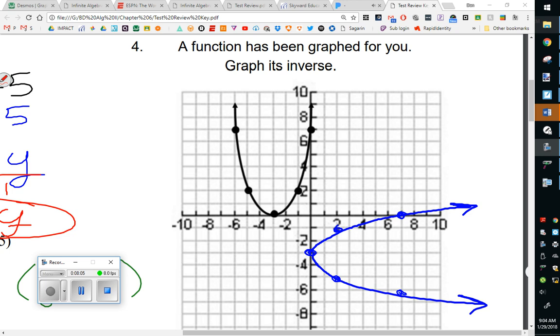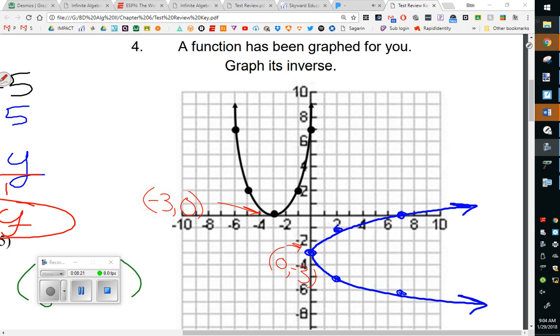Remember, if they're giving you a graph and you're trying to do the inverse, write down the ordered pairs. Like that ordered pair right there is -3, 0. So when I graph the inverse of that, it's 0, -3. That's what that point is. Okay, and you just got to keep going.